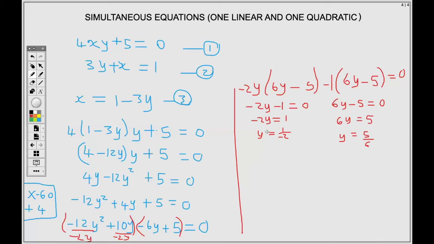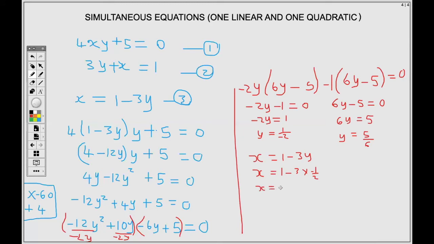That means we're going to have two values for x. In order to find out what is x, we are going to substitute into equation 3, x equals 1 minus 3y. So replacing y with the first value, negative a half, we will be finding the first value for x. So replacing y with negative a half, so we are going to multiply negative 3 times negative a half.